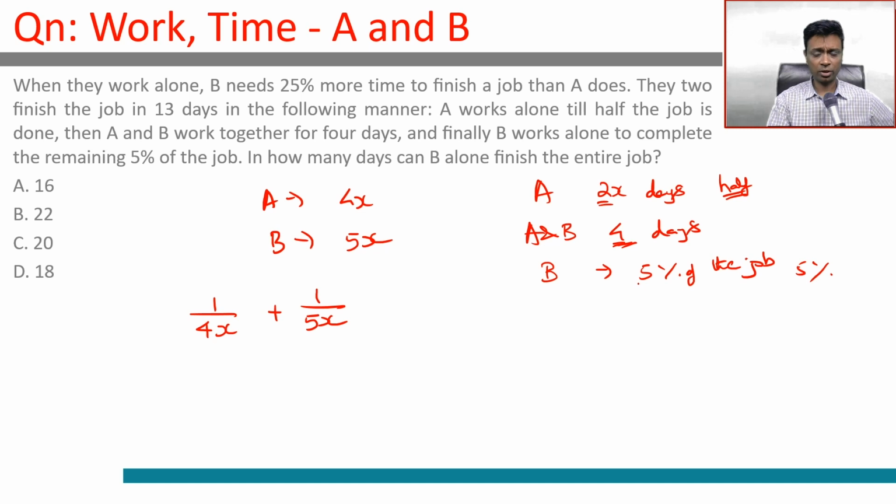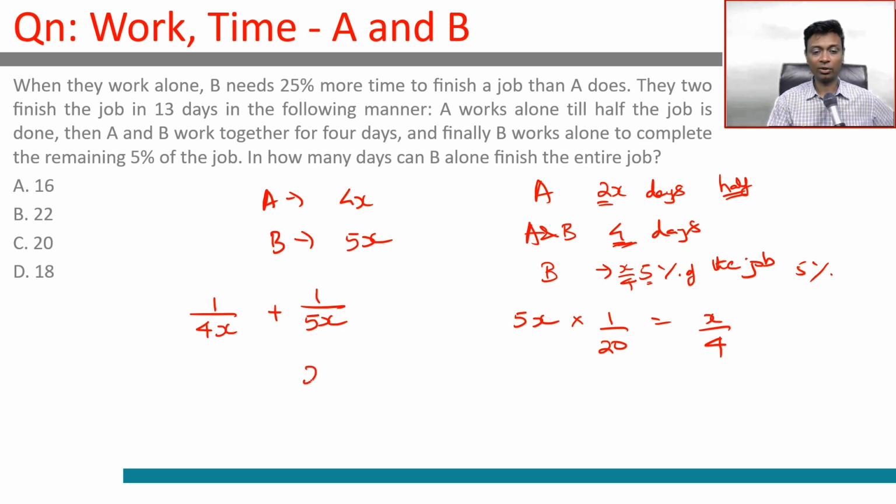Right, a wonderful question. B completes 5% of the job working all alone. Remember, B takes 5x days to complete the entire job. To complete 5% of the job, B will take 5x into 5%, 5x into 1 by 20, which is x by 4. So B works for x by 4 days, A works for 2x days, and then A and B together work for 4 days.